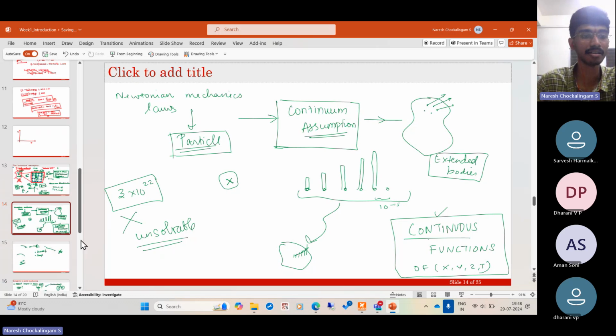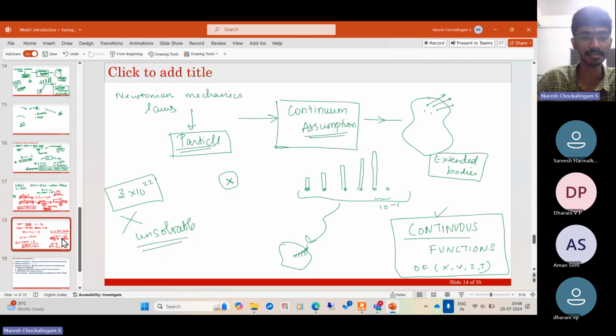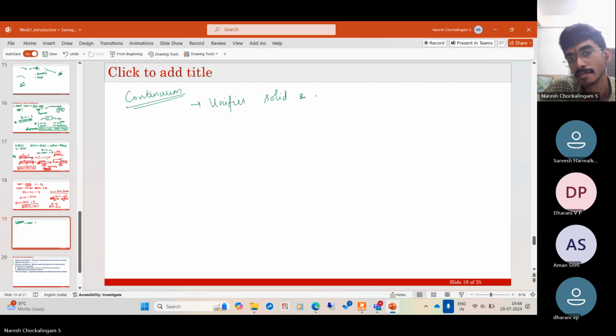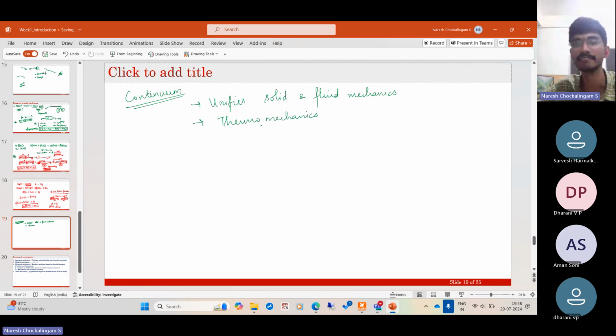Now, what has this achieved? The achievement, if you have seen the lectures, is that it unifies solid mechanics and fluid mechanics. It also unifies thermomechanics. So it unifies heat flow and solids and fluids in a very nice manner, but not gases.